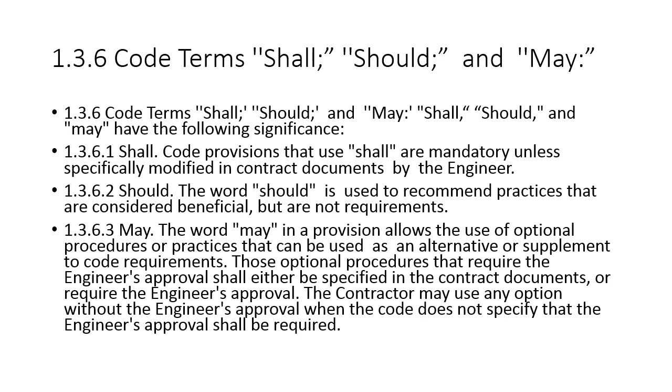1.3.6.3, may. The word may in a provision allows the use of optional procedures or practices that can be used as an alternative or supplement to code requirements. Those optional procedures that require the engineer's approval shall either be specified in the contract documents or require the engineer's approval. The contractor may use any option without the engineer's approval when the code does not specify that the engineer's approval shall be required.